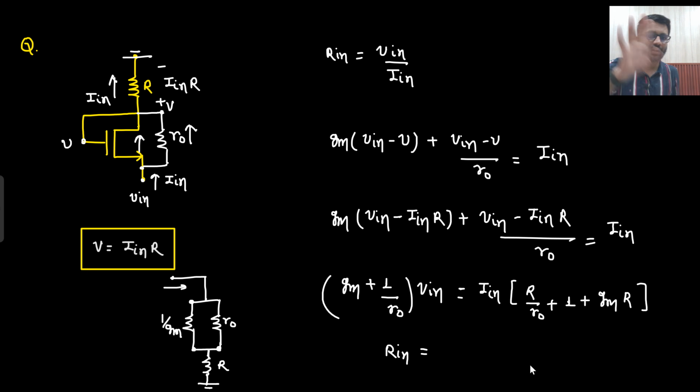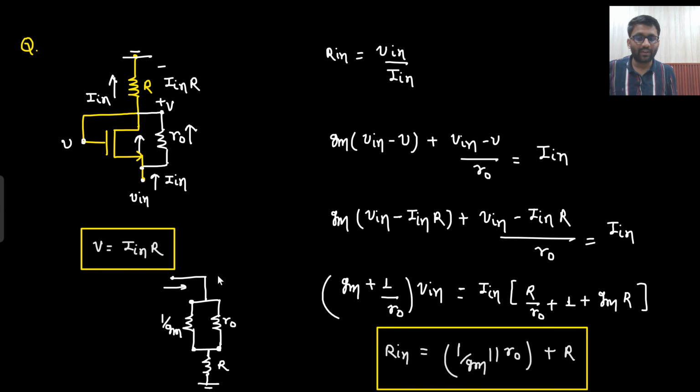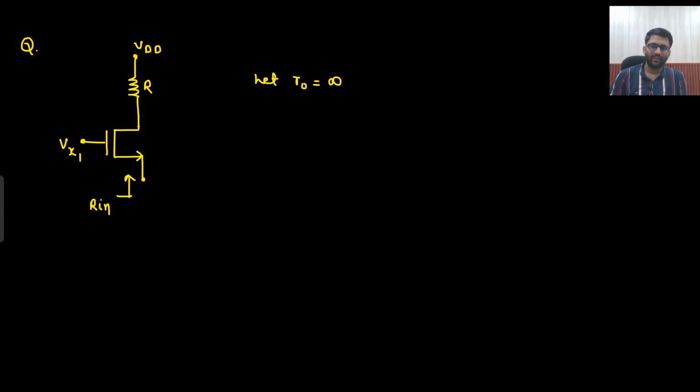But in the examination, what kind of option will be mentioned? The option will be mentioned in this manner: 1 by Gm parallel with R naught plus R. This is how the option will be mentioned, because they want you to think in this manner: from source to gate I see 1 by Gm, gate is connected to drain, so source to drain I also see R naught. So R naught is coming parallel to 1 by Gm, then that is connected to R. So 1 by Gm parallel with R naught plus R will be the answer. Are you getting this point? Say yes or no.